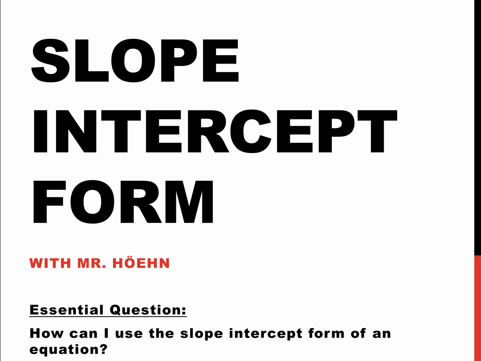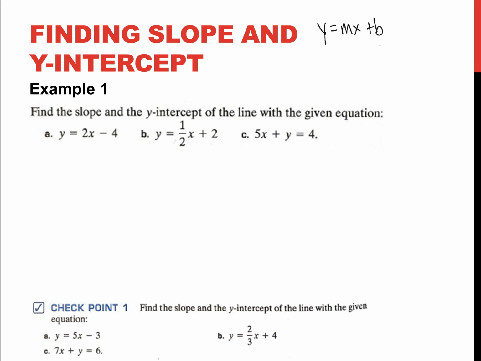All right, so that was a quick exploration of slope, and now let's dive right into slope-intercept form. All right, so how can I use the slope-intercept form of an equation? We're going to use it in a couple of different ways here. So the first thing is finding the slope and the y-intercept from the slope-intercept form, which is right up here, y equals mx plus b.